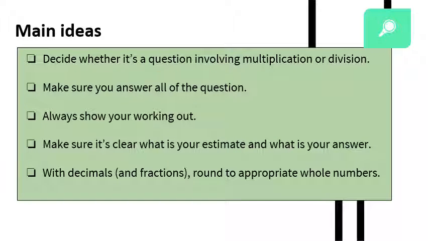And finally, the main ideas from today. Firstly, decide whether the word problem is a question involving multiplication or division. That's really the main thing you need to do to start off with. And make sure you're answering all of the question. So again, it's not just about finding the right number or the right answer. The question might be asking you, is it a reasonable answer you've been given? Has so-and-so come up with a reasonable answer? So you do need to answer that question.